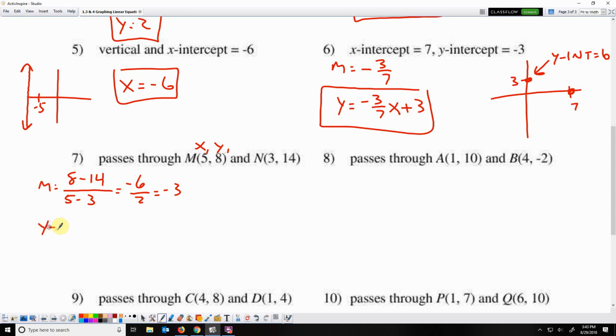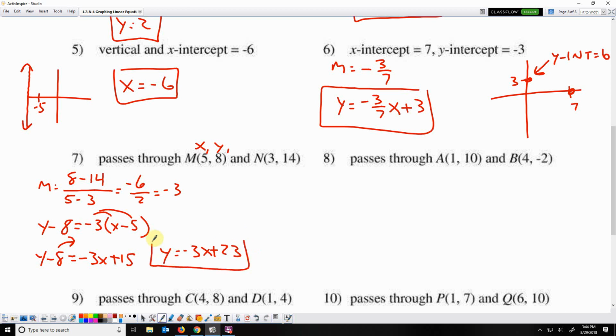So y minus y1 equals m times x minus x1. I'll distribute that negative 3. Y minus 8 equals negative 3x plus 15. And now I'll move over that 8. Y equals negative 3x plus 23.